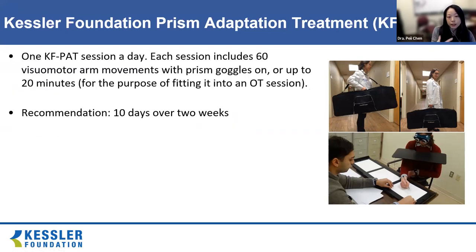Right now, in this treatment protocol, we say you have to provide at least one session a day, each session including 60 visual motor arm movements with prism goggles on, or up to 20 minutes. The phrase "up to 20 minutes" is for fitting prism adaptation treatment into an OT session within the United States. In the United States, an OT session only lasts 45 minutes. The 45 minutes includes setting up the device and bringing the patient from one station to another to address all different kinds of things, right? So 45 minutes is very short for OTs to put prism adaptation into their session.